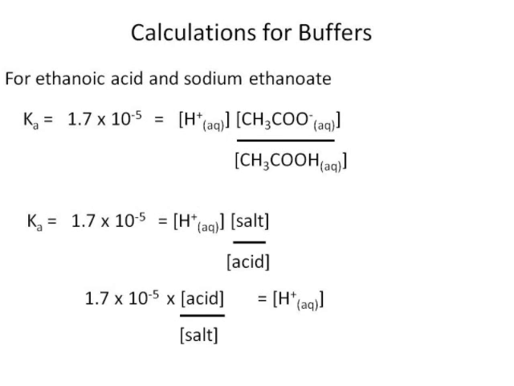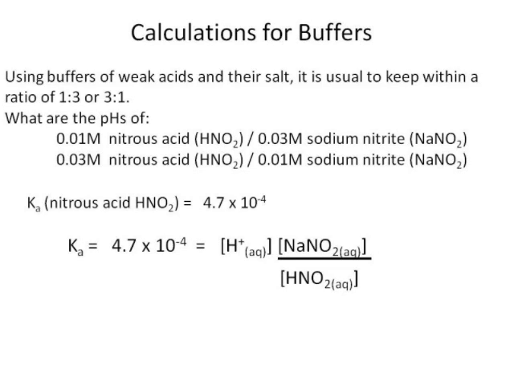So let's have a look at a calculation for this. We're going to use an example of nitrous acid and its salt, sodium nitrite, and we're going to look at ratios of 1 to 3 or 3 to 1. You wouldn't normally want to have a big ratio like 1 to 10 of acid to salt or salt to acid, because you're limiting the molecule's ability to accept and donate protons in the way I described earlier. So a 1 to 3 ratio is more realistic.